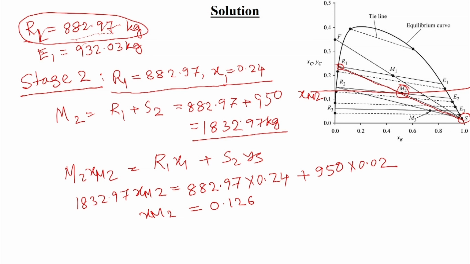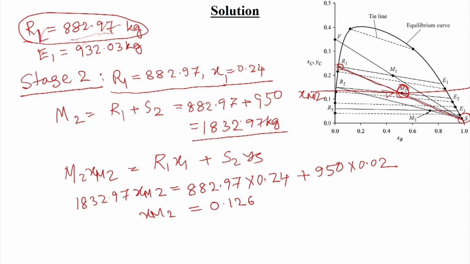Hence, the composition of the solvent to the second stage being the same as that of the first, it is represented by point S. So, we join the line R1 S and point M2, where x M2 is equal to 0.126.